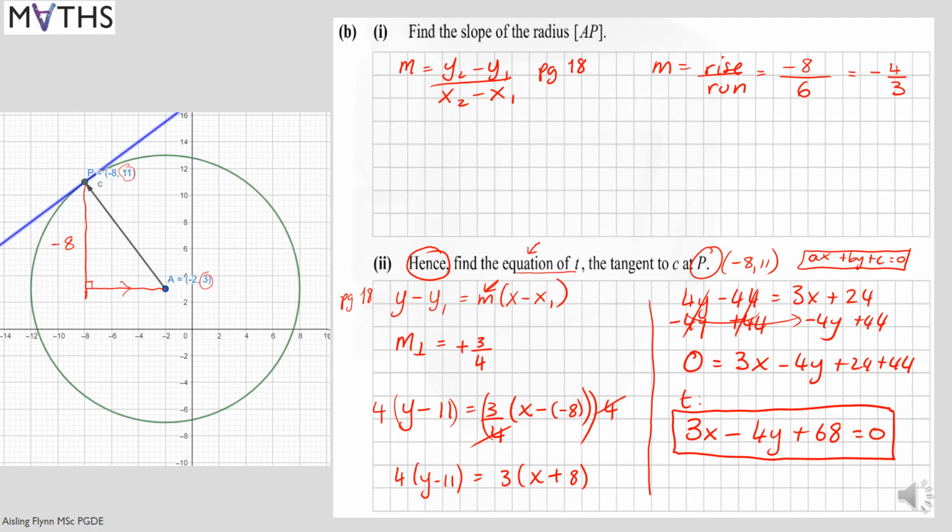Now what does that look like on the graph? There it is, that blue line. That's our tangent t. Okay, and it has a positive slope of 3 over 4, and it touches the circle at one point, which is P, and its slope is perpendicular to the slope of the radius.